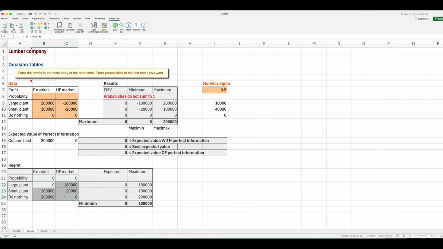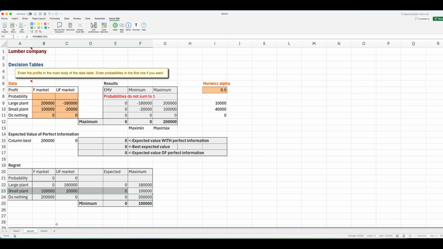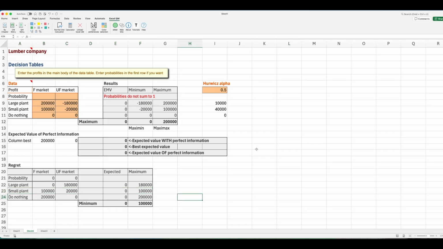Now, these are the regrets, and this is the maximum regret for each choice. So maximum regret for the large plant is 180,000, for the small plant is 100,000, and for do nothing is 200,000. Among these maximum regrets, we select the minimum of them because we want to minimize the maximum regret. The minimum of these three numbers is building a small plant. In summary, using ExcelQM, you can address all 5 methods in decision analysis under uncertainty. In the next section, I'm going to explain decision making under risk.